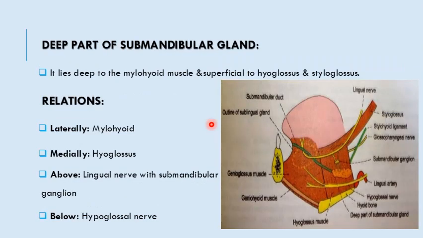Now the deep part of the submandibular gland. It lies deep to the mylohyoid muscle and superficial to the hyoglossus and styloglossus muscles. Here the mylohyoid muscle is cut, and you can see that the deep part of the submandibular gland lies superficial to the styloglossus muscle. The relations of the deep part of the submandibular gland are very important from the written point of view. Laterally it is related to the mylohyoid, medially the hyoglossus, above the lingual nerve along with the submandibular ganglion, and below the hypoglossal nerve.